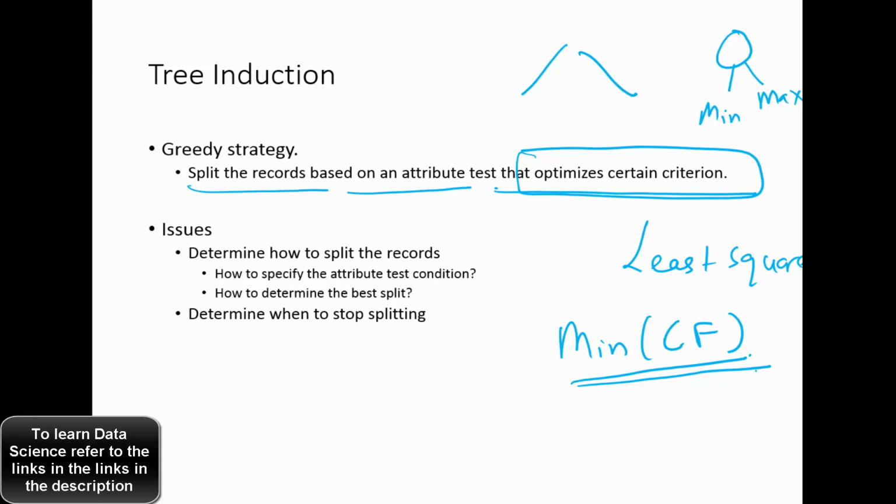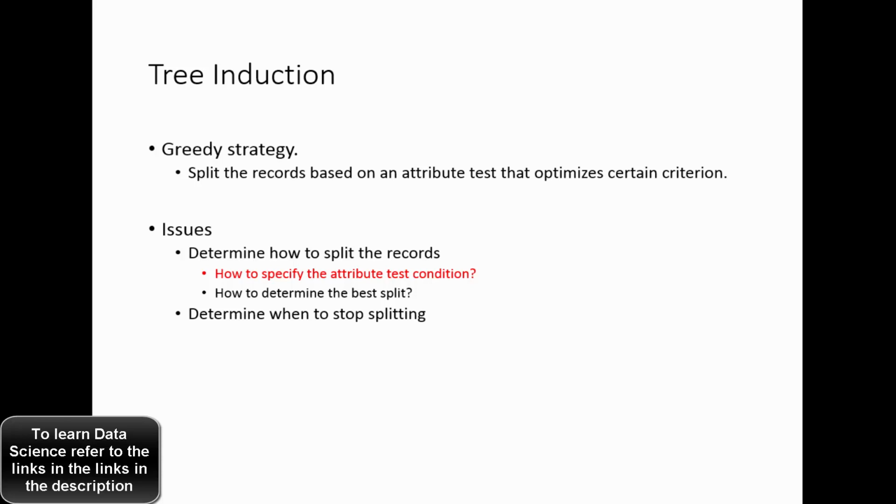So the issues that determine how to split the records are: how to specify the attribute test conditions, under what condition the splitting is happening, how to determine the best split, how many splits are to be there, and the most important thing, when do you stop? You cannot simply go on with splitting, you have to stop somewhere, right? And that's also very important. So we'll see how we do that.